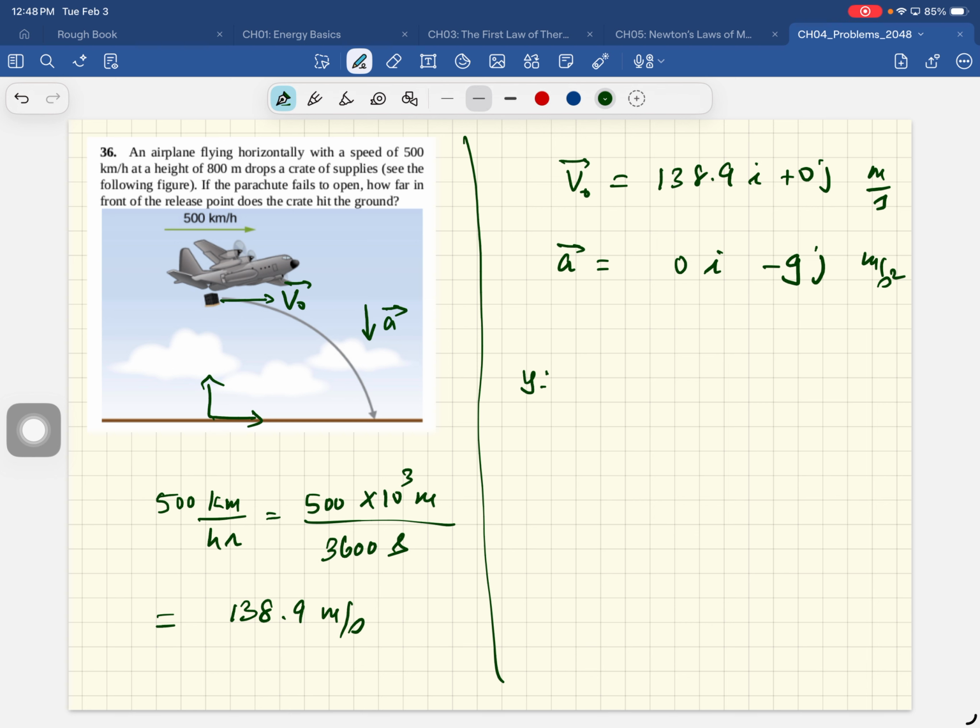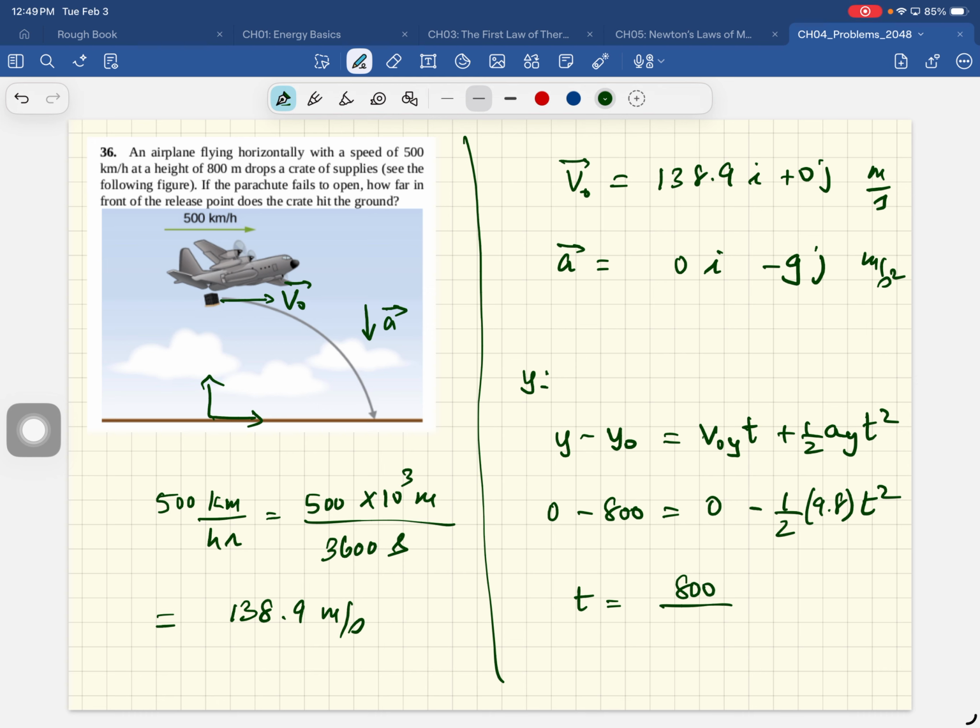So let's look at the y motion first, and we'll get the time of flight. Y minus Y naught equal to V naught y t plus 1/2 ay t squared. Final y position is 0, initial y position is 800 meters. This is 0 minus 1/2 times 9.8 t squared. So t is the square root of 800 divided by 4.9.